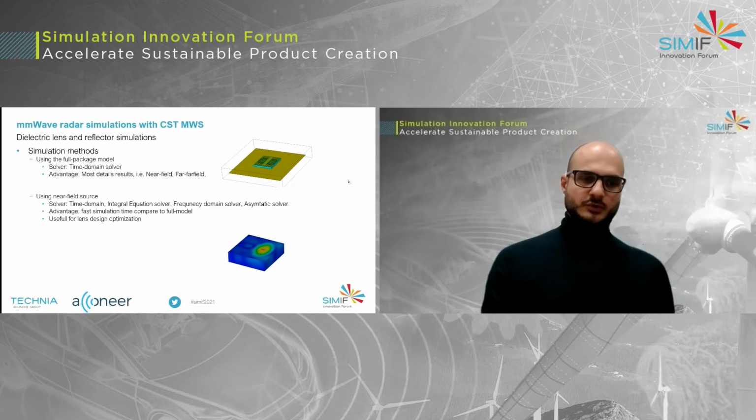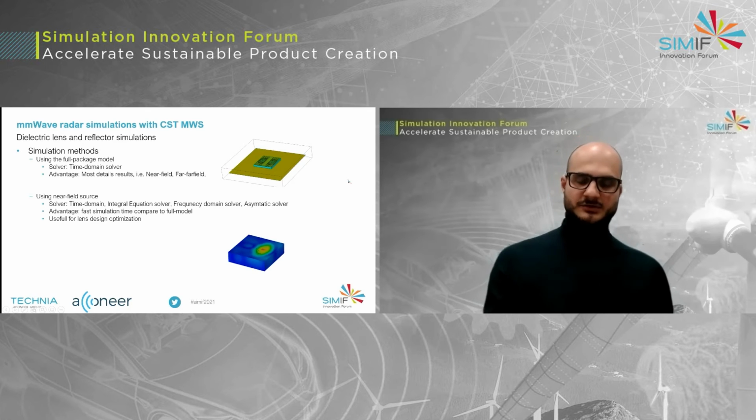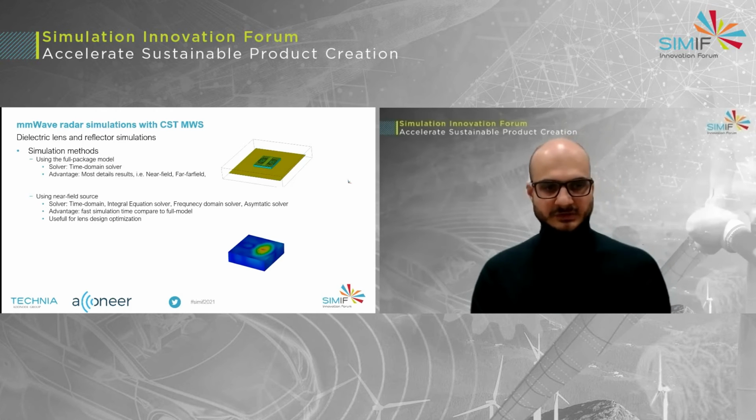Another approach would be using a near field source. To do that, we do the simulation on the full model, and then export the near field source and also the far field source. We can use that near field source or far field source to do the lens design and optimization. The main benefit of this approach is to reduce the simulation time, so you get much faster simulation results compared to the full model.